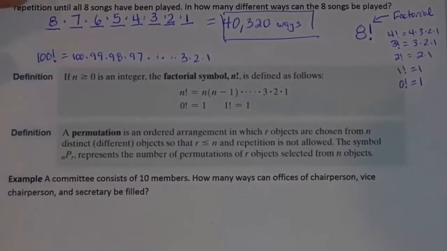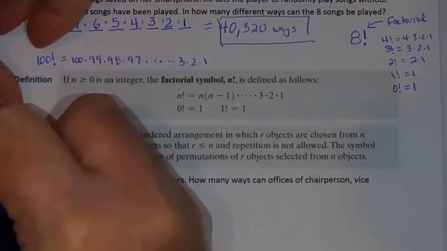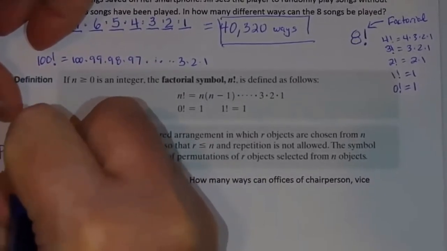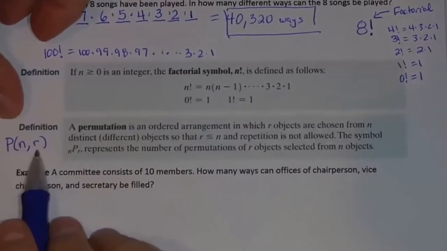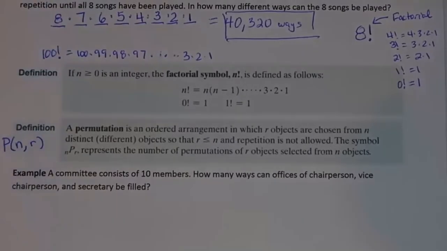Another notation that's used a lot for the same thing is P(n, r), with N comma R in parentheses. That's a pretty common notation as well. With a permutation, we're going to pick a certain number of items, and the order in which those items occur is significant. The order matters.